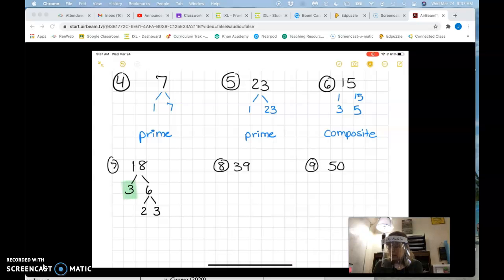So my prime factors for 18 are going to be all these numbers that I can't break down anymore. So my prime factors for 18 are going to be 2 times 3 times 3. But the direction said use exponents for repeated factors. So I'm going to write the 2 because there's only one of them, but how many 3's are there? 2. Yeah. 2 3's. So I'm going to use an exponent on my 3.